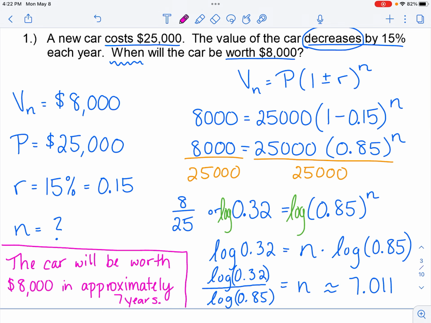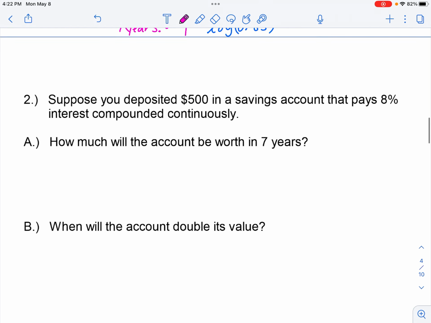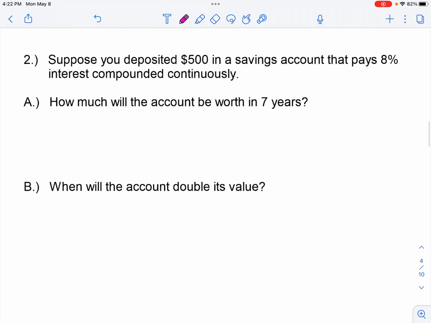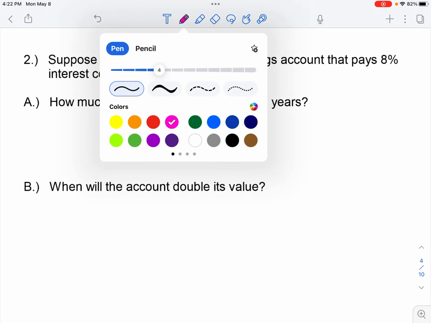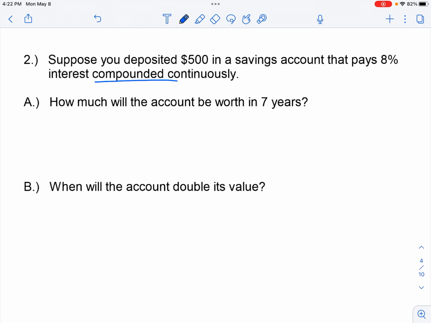All right, let's talk about problem number 2. Suppose you deposited $500 in a savings account that pays 8% interest compounded continuously. Now, there's a key phrase: compounded continuously. That implies right then and there that interest compounded continuously is Formula number 2, A equals P e to the rt. Which means I must know A, P. Keep in mind, e is not a variable, it's a number. These are the things that I should know. I should know 3 out of the 4.